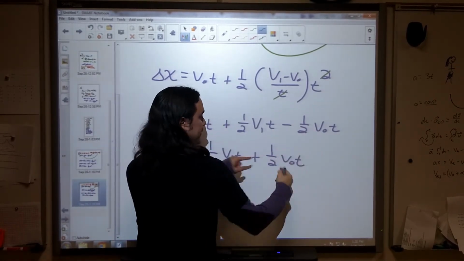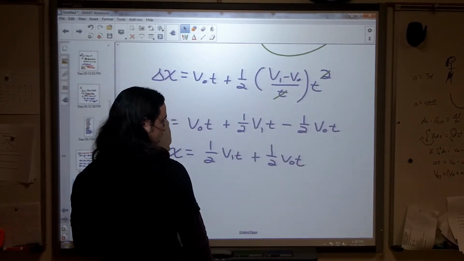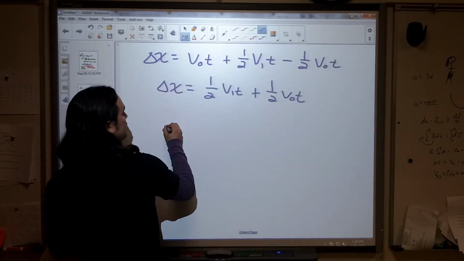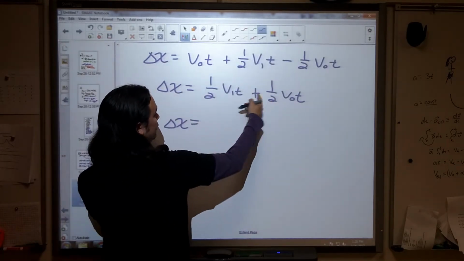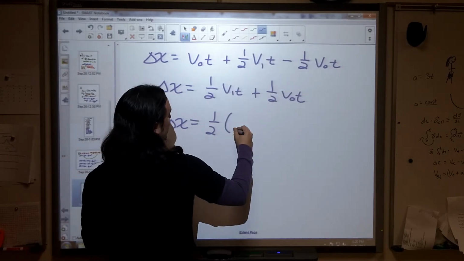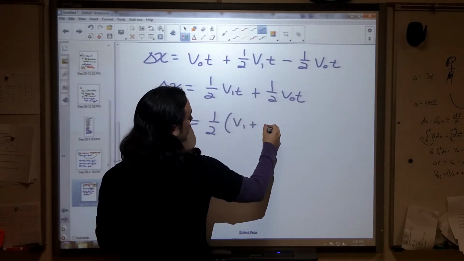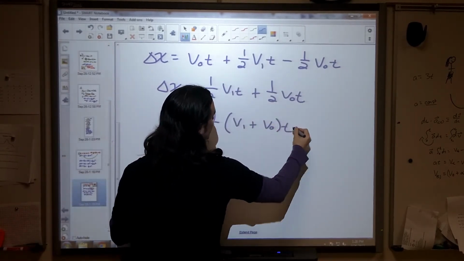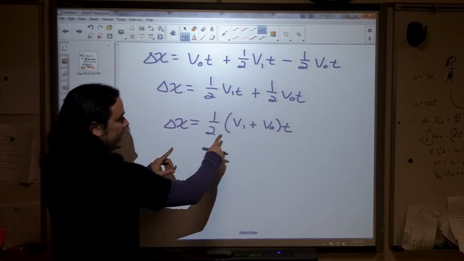1 minus 1/2 is positive 1/2. Bingo. Now, this is perfectly good, but I can factor the 1/2 over here, and I end up with the following: v1 plus v naught times time. I can also factor the t out there.